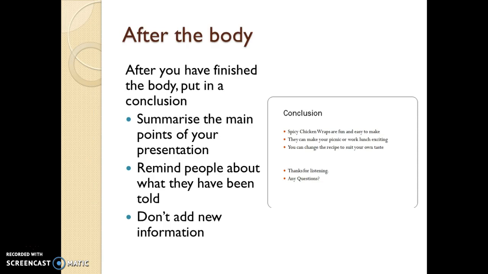So after the body's finished, we've got to put in a conclusion. The example conclusion that I have there is not a fantastic one, I know that, because that was just something I was doing quickly as an example of a recipe. If I was doing an academic topic as a report, I would put a lot more information there. Really, you should summarize your main points and remind the people what they've been told. Academic writing often tells people what it's going to say in the introduction, then says it in the body, and then tells people what it just said in the conclusion.